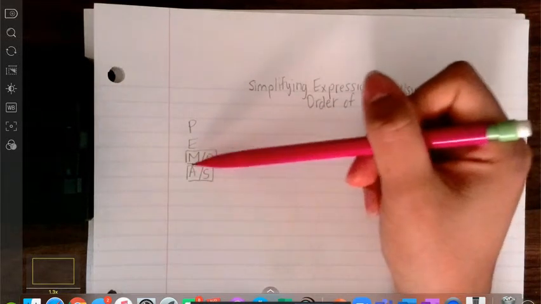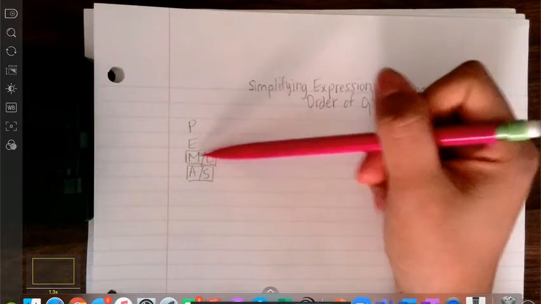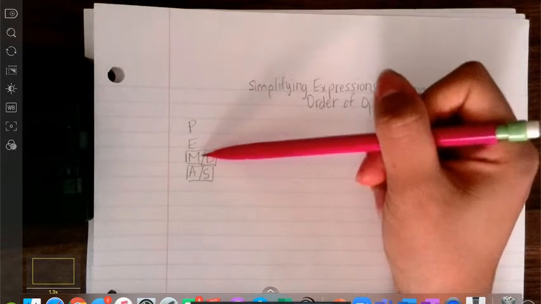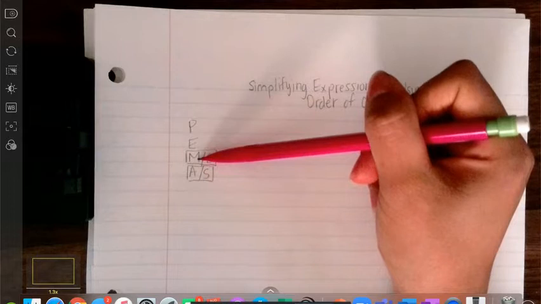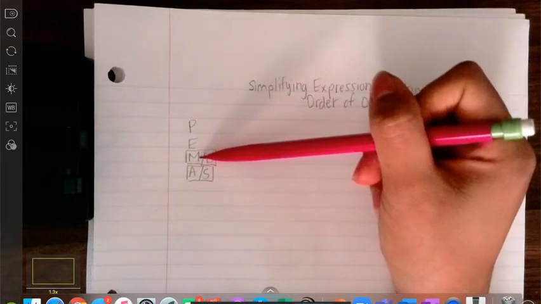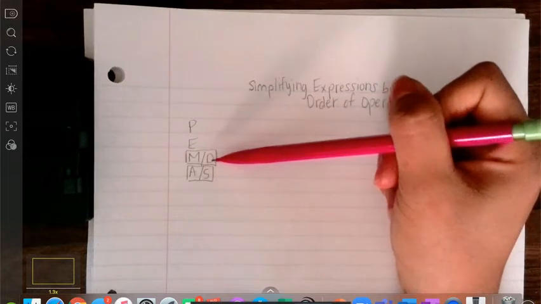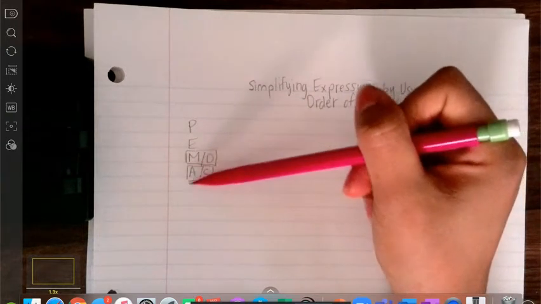The reason why I have multiplication, division, addition, subtraction together is because multiplication, division, there's no particular order. Just because you see the M here first doesn't mean that's the first thing you automatically solve. It's whatever is on the left side first, that's what you solve. So going from left to right. So let's say you have a division problem first. That means that you're going to solve that first, not multiplication. And the same goes for addition and subtraction.